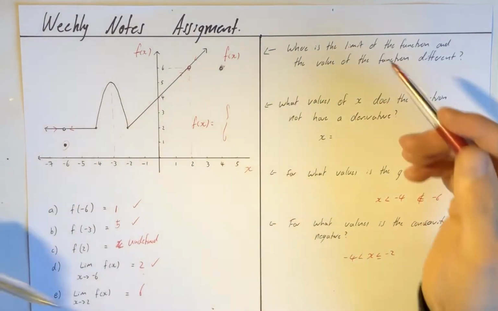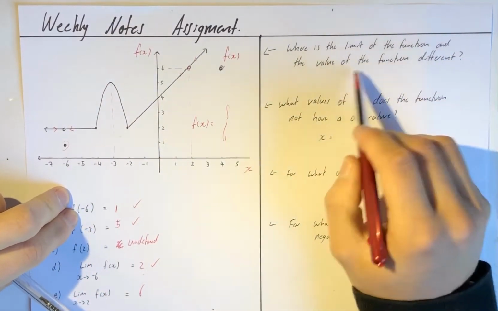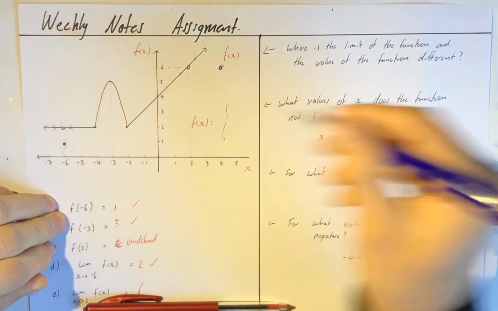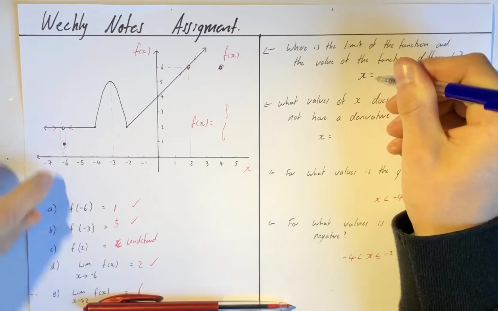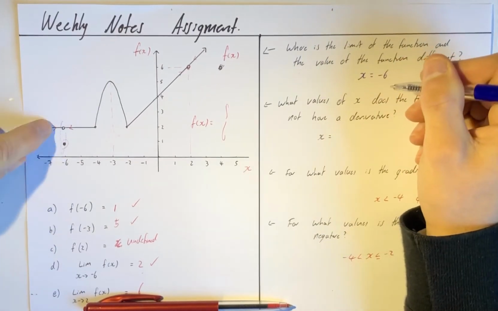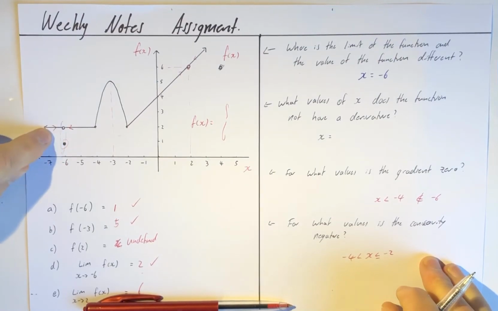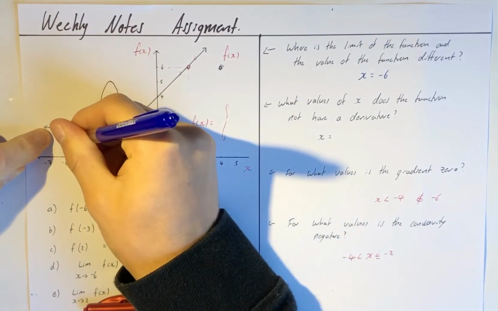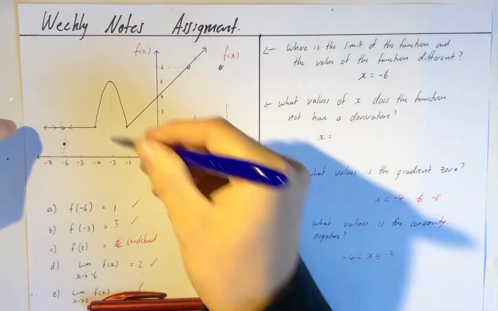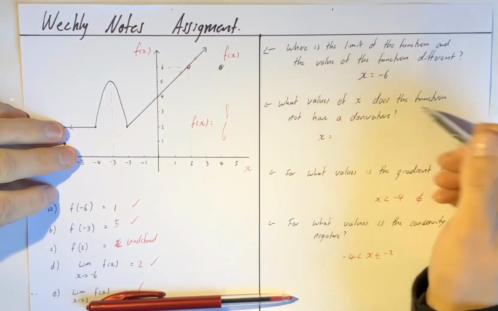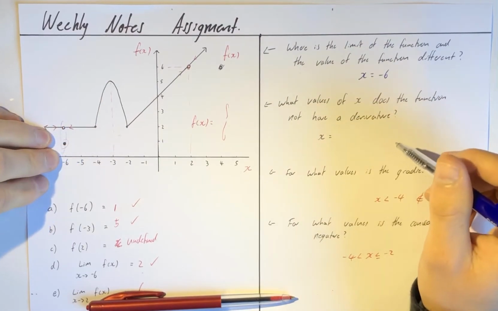Okay, so where is the limit of the function and the value of the function different? It is here. So when x equals -6, the value is different from the limit, isn't it? It's like we've just taken that point and plucked it out and moved it down, but the limit would still be the same.